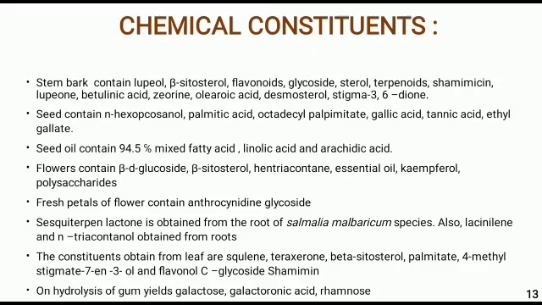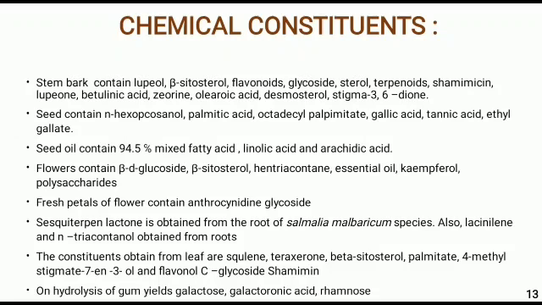Chemical constituents. There are different chemical constituents obtained from the parts of the Bombax. These are as follows. Stem bark contains lupeol, beta-sitosterol, flavonoid glycoside, sterol, terpenoids, shamimycin, lupeone, betulinic acid, oleanolic acid, desmosterol, stigmast-3,6-diol. Seed contains n-hexacosanol, palmitic acid, octadecyl palmitate, gallic acid, tannic acid, ethyl gallate.